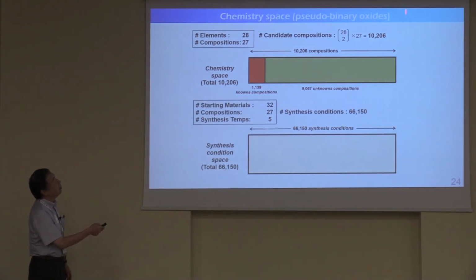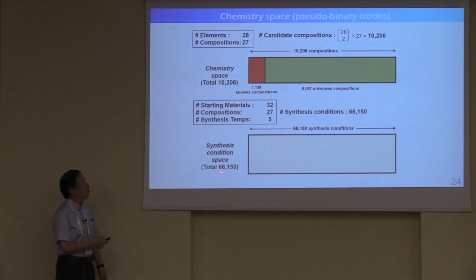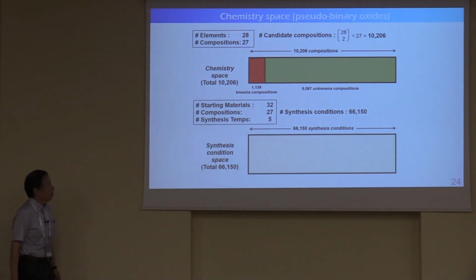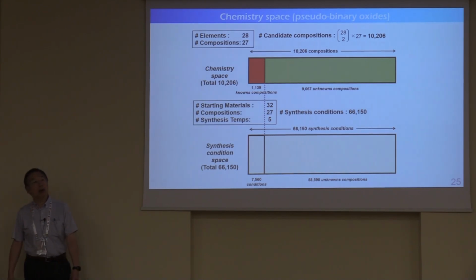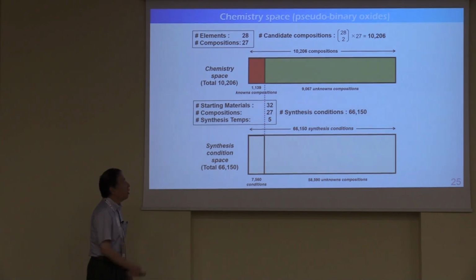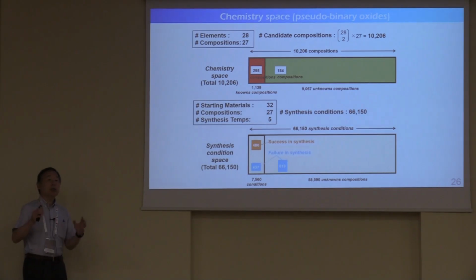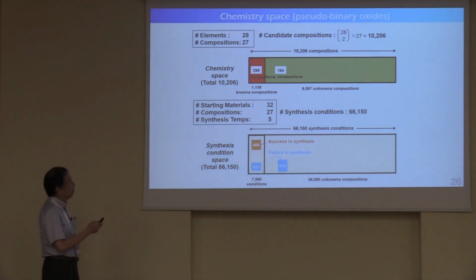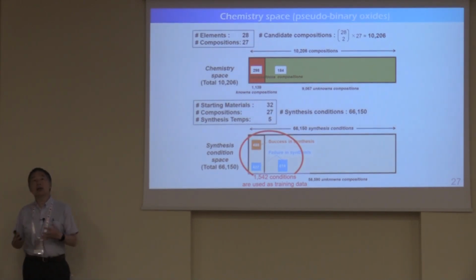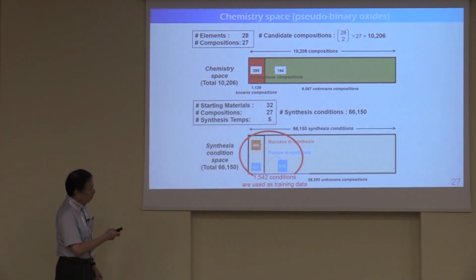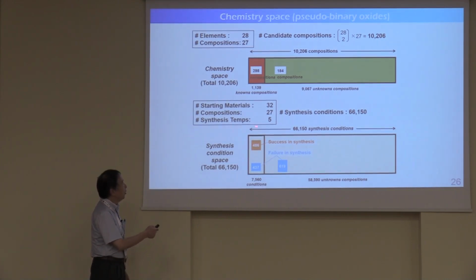For these 10,000 chemical compositions, we used altogether something like 66,000 synthesis conditions. About 10% of these synthesis conditions correspond to the already known compositions. The rest correspond to unknown compositions. At the very beginning, we needed some training data, so we chose 1,500 conditions randomly from each zone to get the input data. Within this zone, we obtained more experimental data, also randomly chosen.